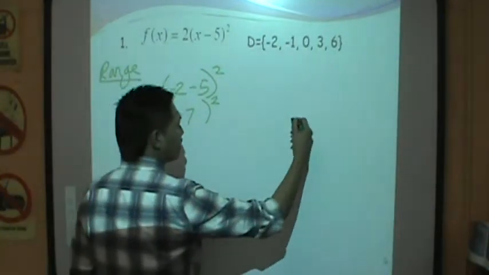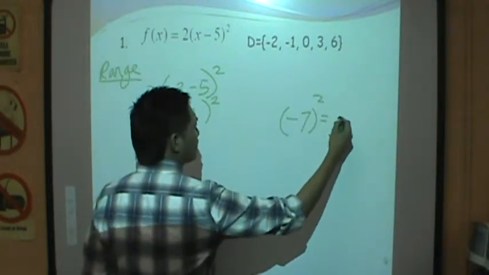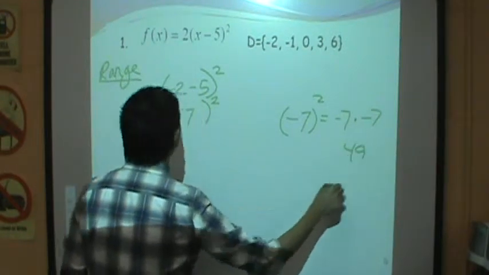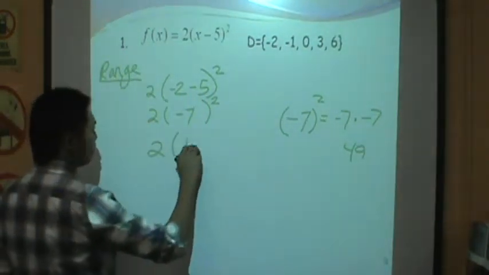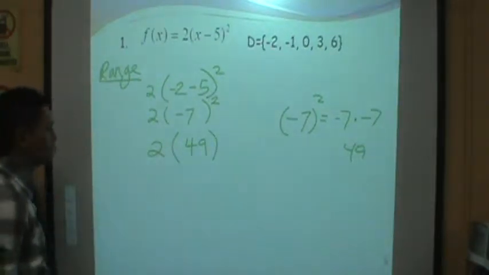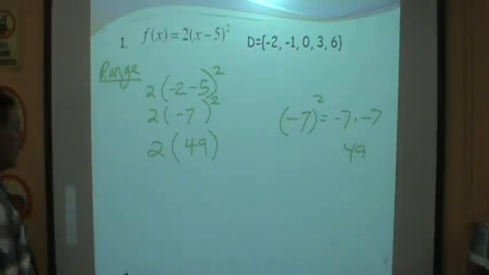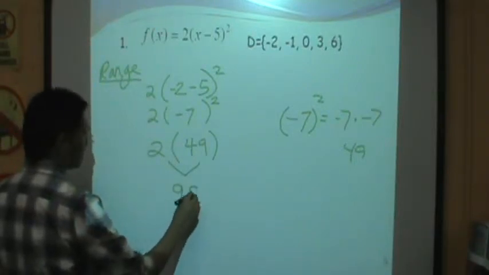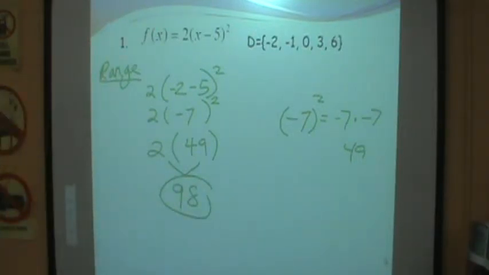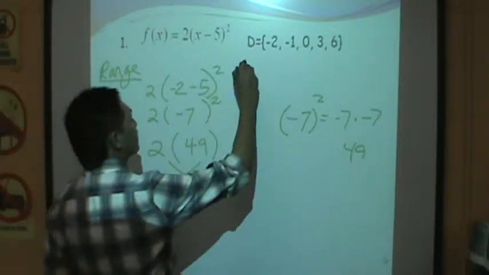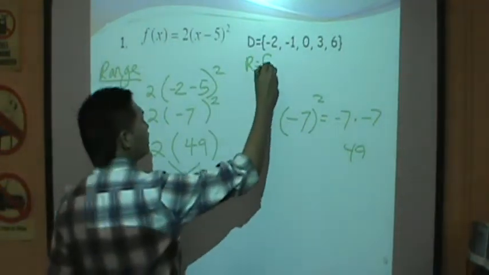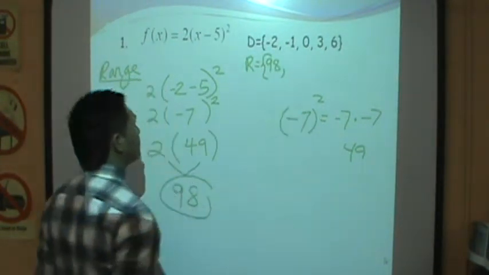-7 squared. -7 squared means -7 times -7. Negative times negative is positive. 7 times 7 is 49. Positive 49. And now you have 2 and then 49, and then you can go ahead and multiply 2 and 49. 2 times 49 is 98. And this is the final answer. So for the range, let's say domain, for -2, we got 98, comma.